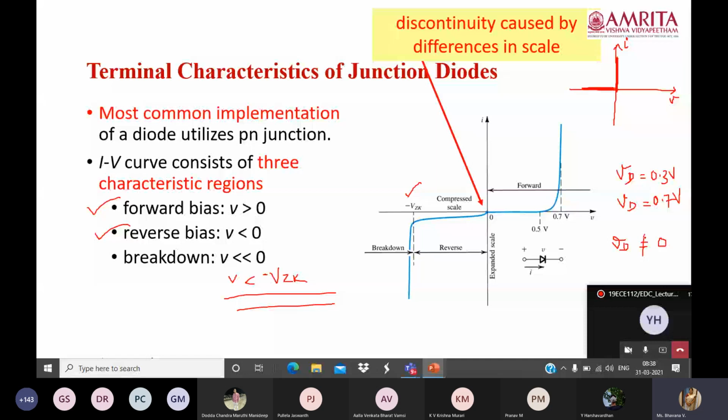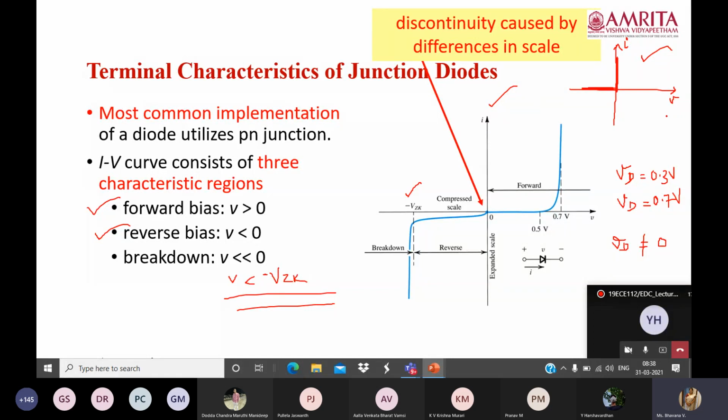While answering the question, you should be very careful. If the IV characteristics of an ideal diode is asked, which characteristics will you draw? This one or this one? The ideal one, the above one, ma'am, the red one. Okay, ideal diode. And this is the terminal characteristics or IV characteristics of a junction diode.